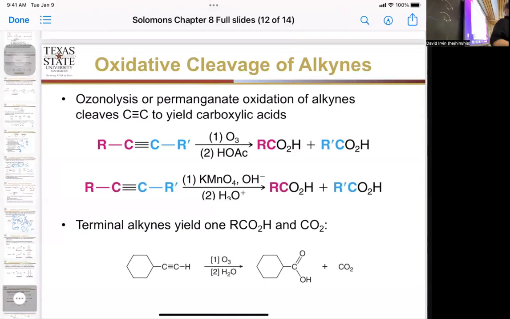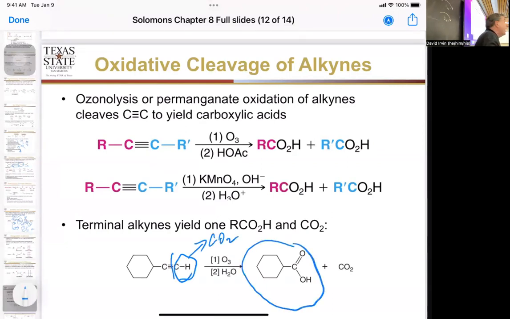Okay. And that works for ozone or permanganate. So that means that if you have an alkyne at the end of a chain, you're going to break that off. This part is going to turn into CO2. And the other half of the molecule is going to be your carboxylic acid. So same reaction, same mechanism, just it happens twice.